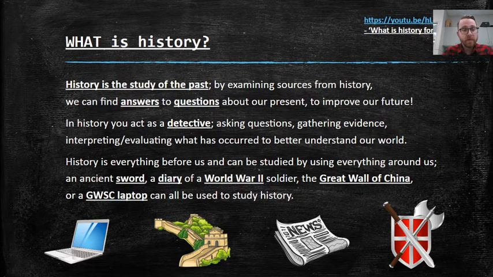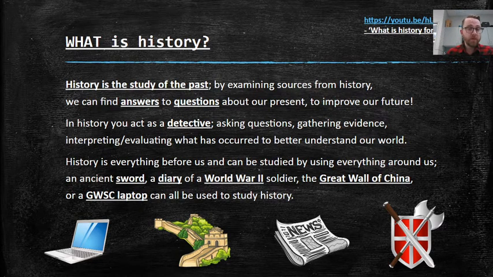So what is history? History is the study of the past. By examining sources from history, we can find answers to questions about our present, and then improve our future. So in history, you kind of act as a detective. You're asking questions, you're gathering evidence, you're interpreting, you're evaluating what has occurred in the past to get a better understanding of our world today.